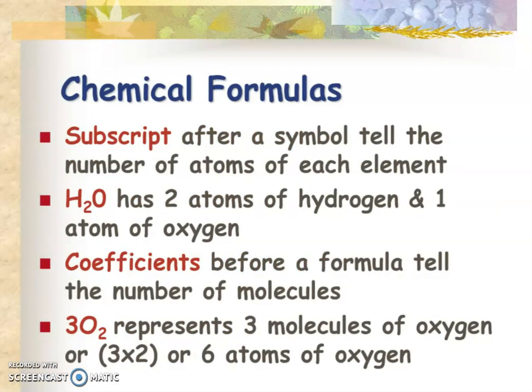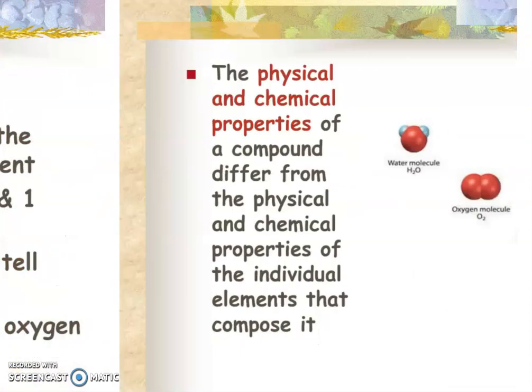Now chemical formula. A subscript after a symbol tells the number of atoms of each element. H2O has 2 atoms of hydrogen and 1 atom of oxygen. A coefficient before a formula tells the number of molecules. 3O2 represents 3 molecules of oxygen, 3H2 or 6 atoms of oxygen.